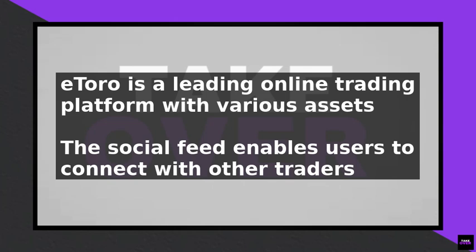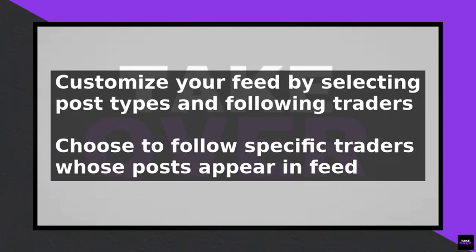To set up your eToro social feed, start by logging into your account and navigating to the newsfeed section. Here, you can customize your feed by selecting the types of posts you want to see, such as market analysis, news, or trader updates. You can also choose to follow specific traders, whose posts will then appear in your feed.